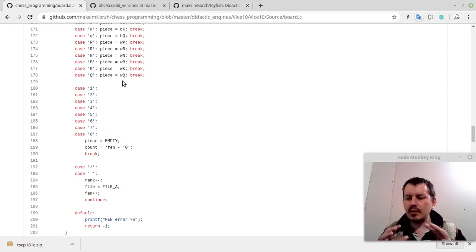Well, this code is a little bit more complicated than TSCP. TSCP doesn't have transposition tables, for instance, so Richard Albert did the transposition table. He has a little bit more advanced search. He doesn't have that advanced evaluation though. The evaluation in TSCP is a bit more complicated than in Vice.